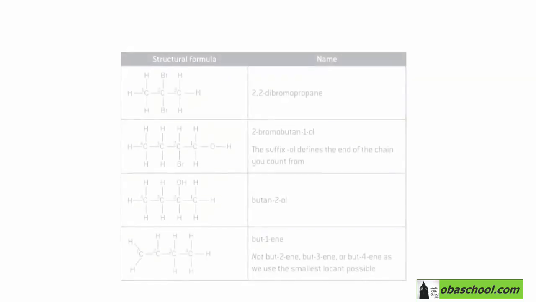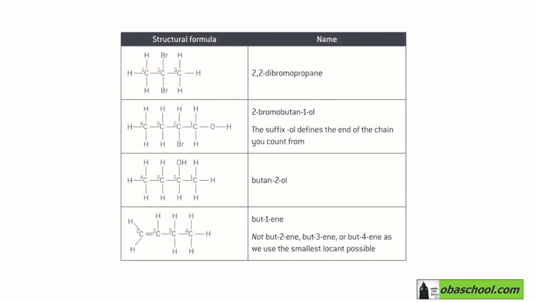Let's take more examples on naming organic compounds. In the first compound, we have a chain of 3 carbon atoms and all the bonds are single. So the root name will be propane. And we have 2 bromine atoms attached to the second carbon in this chain. So we will write 2,2-dibromopropane.